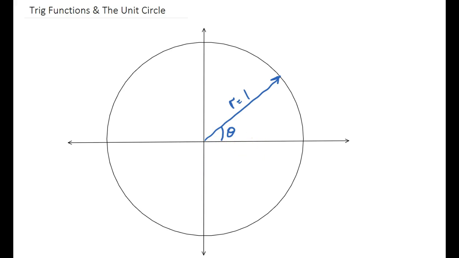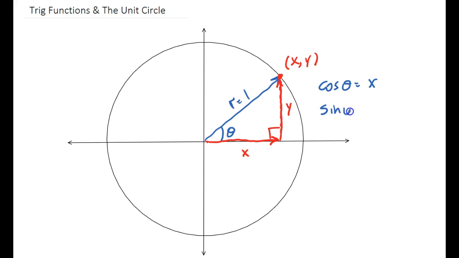right here. Okay, so I can drop down a perpendicular from this point on the circle, which we'll call x comma y, which means that this distance out to here is x, this distance up to here is y, and we've just created a right triangle. So that means that the cosine of angle theta on a unit circle is the adjacent side, in this case x, over the hypotenuse, which is 1, so cosine is x.